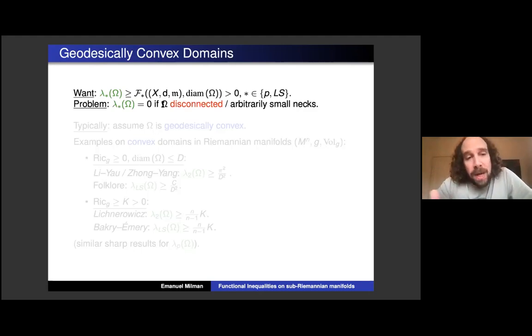So you may say, okay, maybe this is a topological problem. Maybe I should have demanded that omega be connected, but the same problem will occur if omega is connected, but has arbitrarily small necks. Okay, so this is not topological.